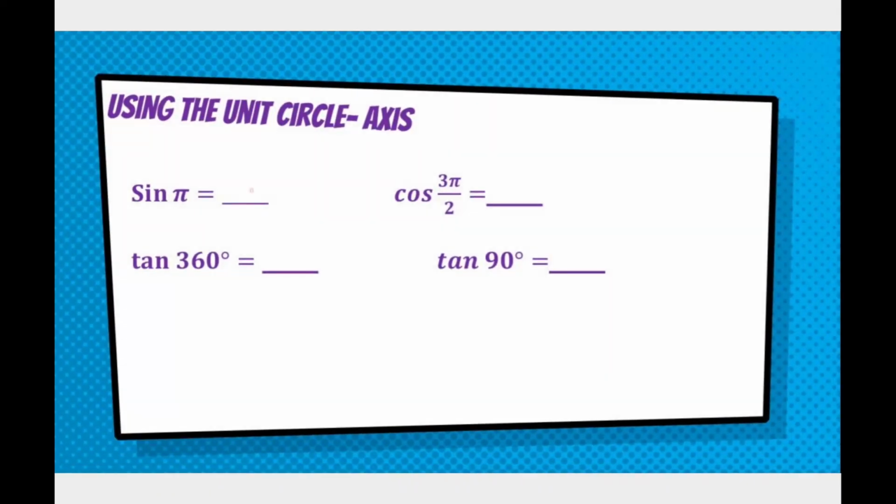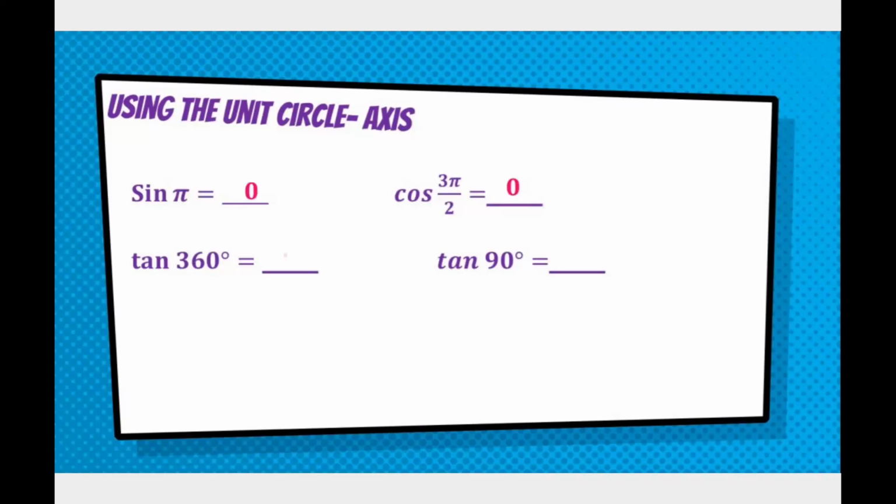Let's look at the axes part. Sine of pi, that would go halfway around. We're looking at the y value. So if I go on the 180 mark, the y value should be 0. The x value is -1. Cosine of 3 pi over 2, that is the x value at the 270 degree mark, 3 pi over 2. And that should be 0.